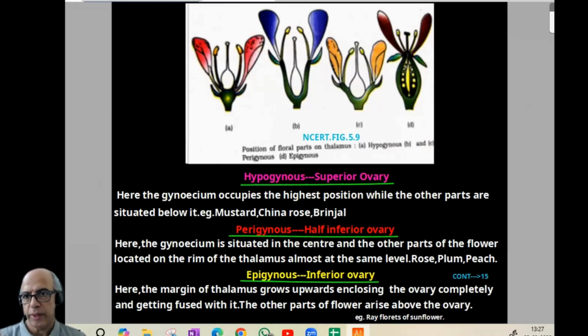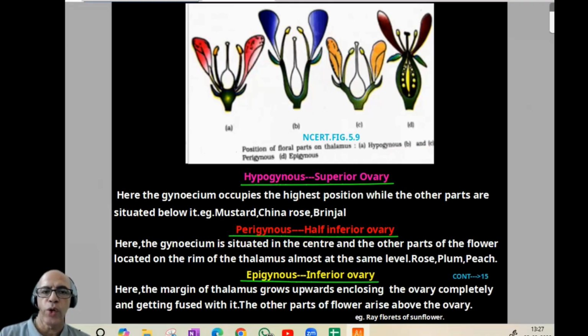Perigynous, half inferior ovary. Here the gynoecium is situated at the center, and the parts of the flower are located on the rim of the thalamus, almost at the same level. Important examples for perigynous are rose, plum, and peach. Half inferior, perigynous; NCERT examples are important.